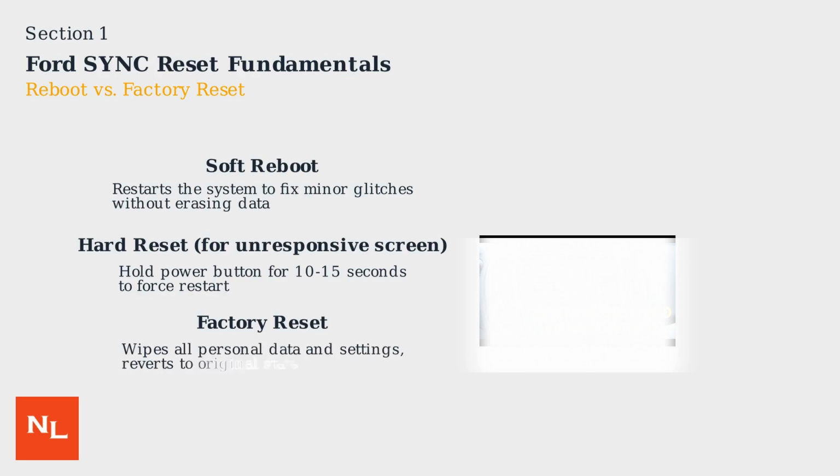A factory reset, found in the settings menu, wipes all personal data and settings, reverting the system to its original state. Use it for resolving deeper issues, but remember to back up important data first. Always park your vehicle and turn off the engine before performing any reset to prevent electrical issues.